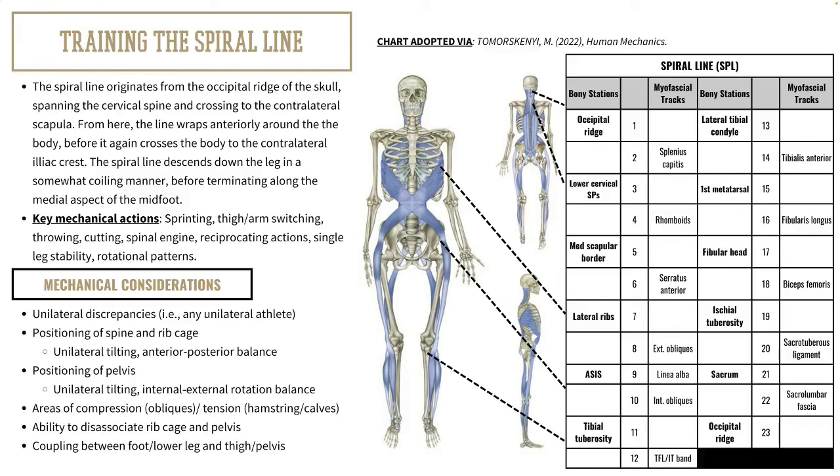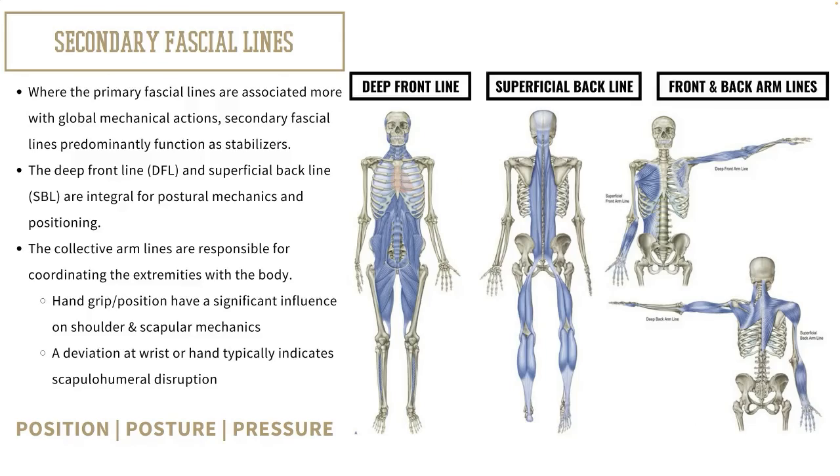So again, to summarize here, it's a really big anatomy puzzle. We want to think about this from a very global sense and then zoom in on different aspects of the spiral line and think about maybe where we have some limitation or some restriction. How can we facilitate the entirety of the spiral line based on what we're seeing or what the athlete presents?